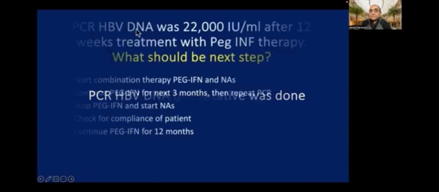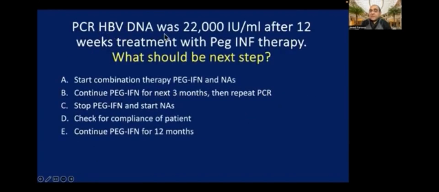Okay, we continue. The PCR HBV quantitation was done, and the PCR DNA level was 22,000. To start with, it was 45,000 after 12 weeks with treatment with pegylated interferon. So what should be next step? Start combination therapy with pegylated interferon and nucleoside analogs. You continue pegylated interferon for next 3 months and then repeat PCR. You stop pegylated interferon and start NAs. You check for compliance of the patient and you continue pegylated interferon for 12 months.